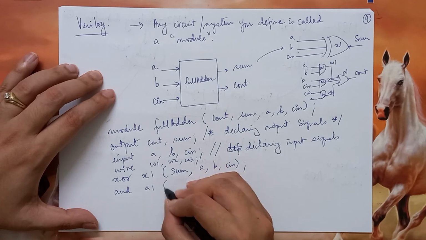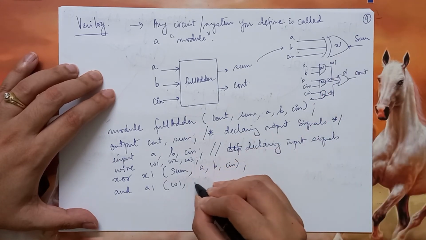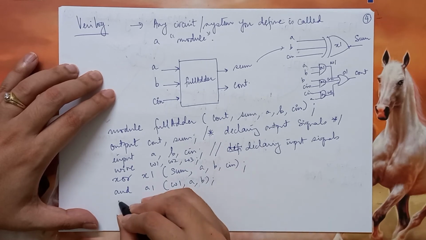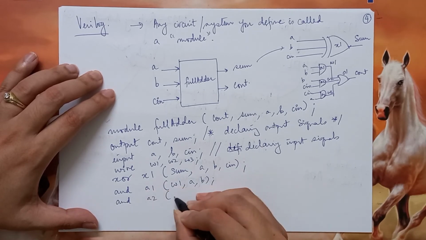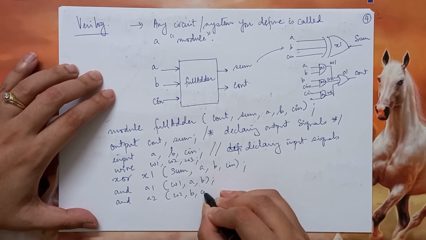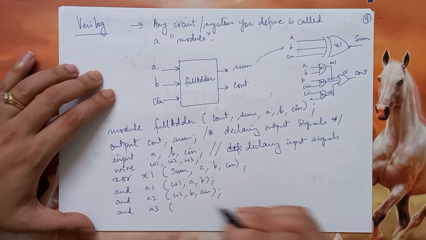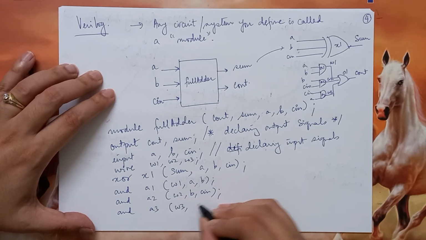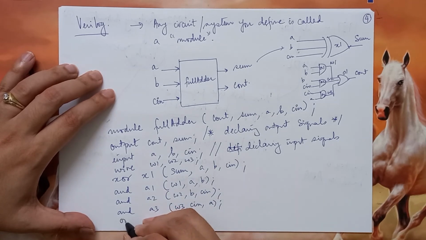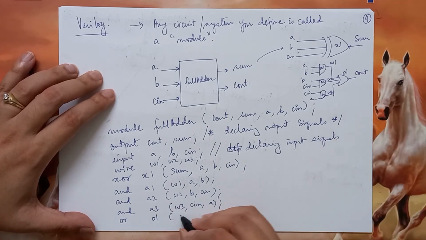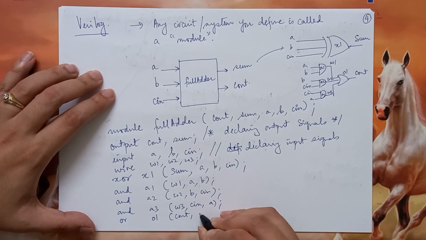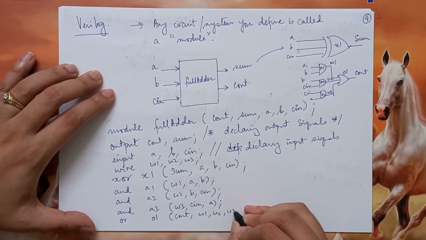So I'll say AND a1. The output is w1 and the inputs are A and B. Then I have AND a2. Output is w2, inputs are B and C. Then AND a3, output is w3 and inputs are Cin and A. Finally, we have the OR gate. We'll say OR o1. The output is Cout and the inputs are w1, w2 and w3. That's it. Our circuit definition is complete.